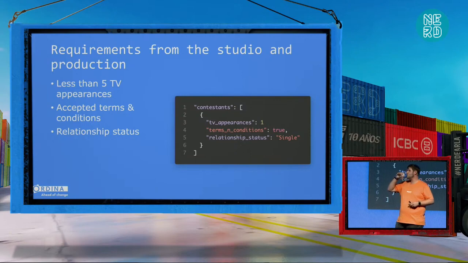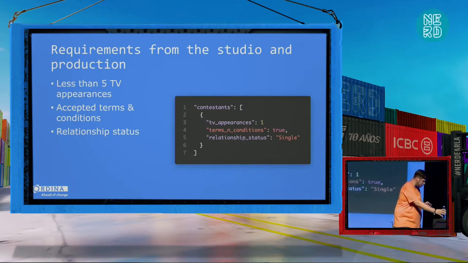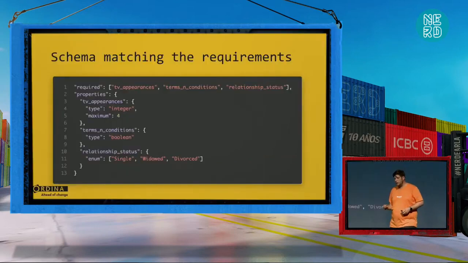So they also want that covered. So this is what they had as like the data which they want from every contestant. And how would that look in a JSON schema? You just add a required property where you define the properties of your schema which are required, and then they are mandatory for the data set.